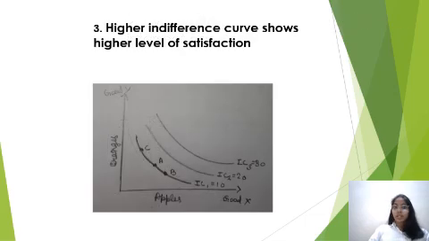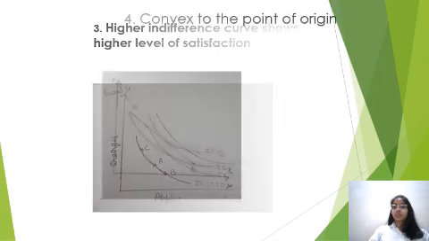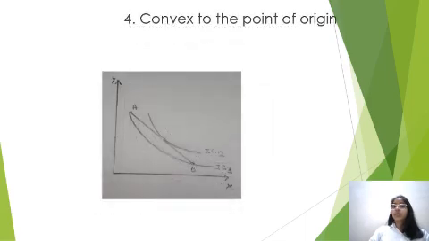The next one is that a higher indifference curve shows a higher level of satisfaction. Now you can see the higher level of satisfaction here in this curve. The next one is convex to the point of origin. Basically, the indifference curve is always convex to the point of origin.